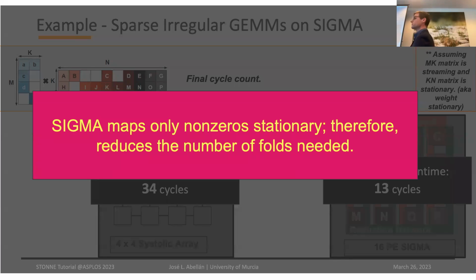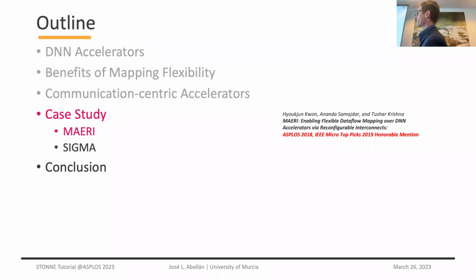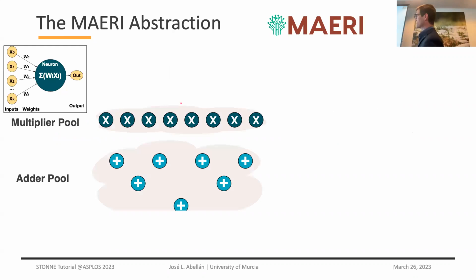This happens because SIGMA is able to just map non-zero stationary and then reduce the number of foldings, the number of iterations to do the processing elements, with respect to a systolic array. Now, I'm going to present briefly the case study of MAERI and SIGMA, the high-level architecture, because this will be implemented in STONNE, and they're going to be presented later.